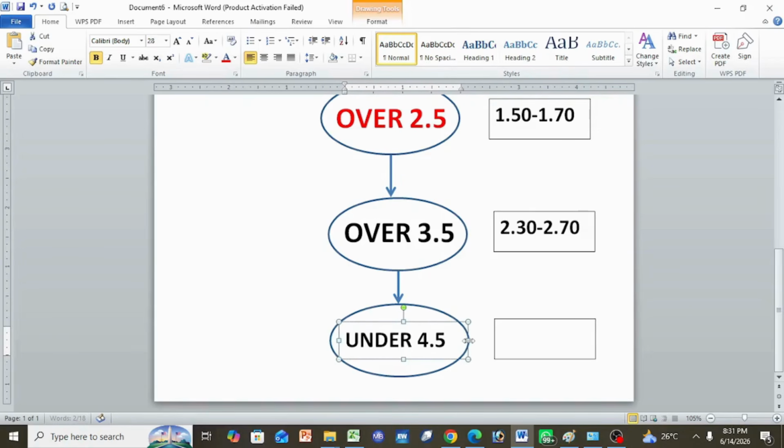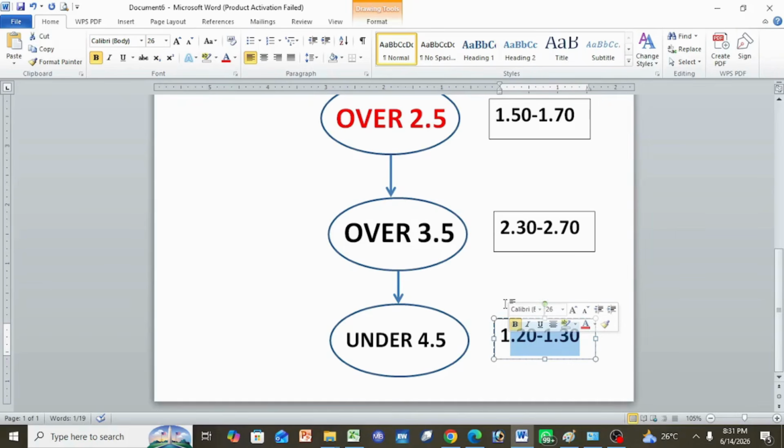When you understand odds so much, you are going to win a lot with just odds, and it's going to interest you. Now we are going to look at the over under 4.5 odd. For the under 4.5 odd, the ranges must be from 1.20 to 1.30.